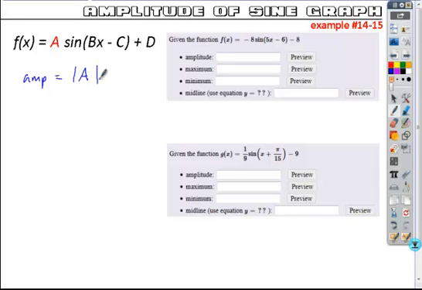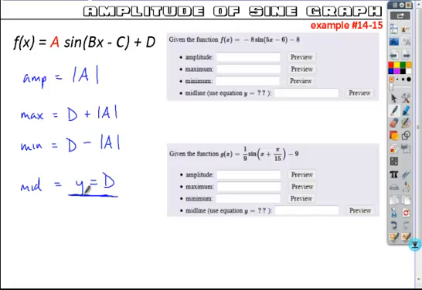Now I'm also going to be asking you about the extrema, the extreme points. So your maximum point and your minimum points are all based on your midline, d, whatever the vertical shift is. The maximum is going to be d plus the amplitude. The minimum is going to be d minus the amplitude. And once again, the midline itself is going to be the equation y equals d.